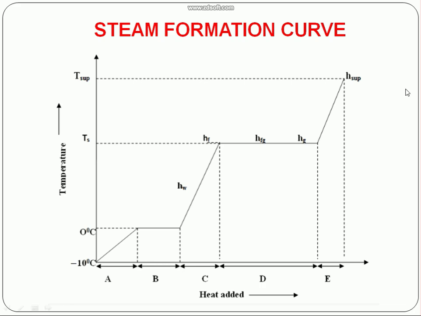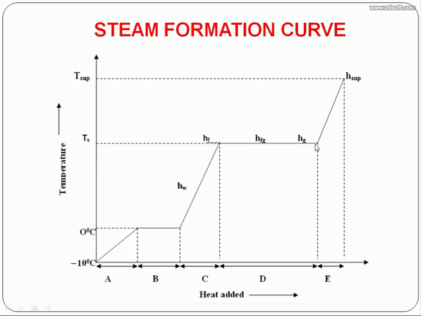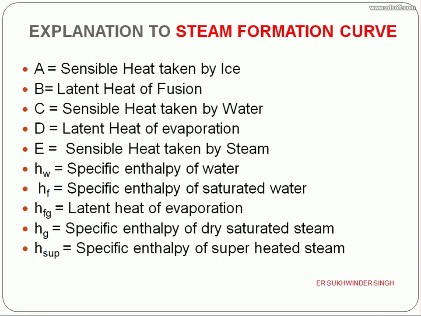Then from Hg, if we further add heat to the steam, it absorbs heat and reaches this point, that is the superheated state. This is known as the specific enthalpy of superheated steam. These are the various terminologies relating to the formation of the steam formation curve. A represents a sensible heat, B is the latent heat of fusion, C is again the sensible heat, D is the latent heat of evaporation, E is the sensible heat taken by the steam. These are the various enthalpies.